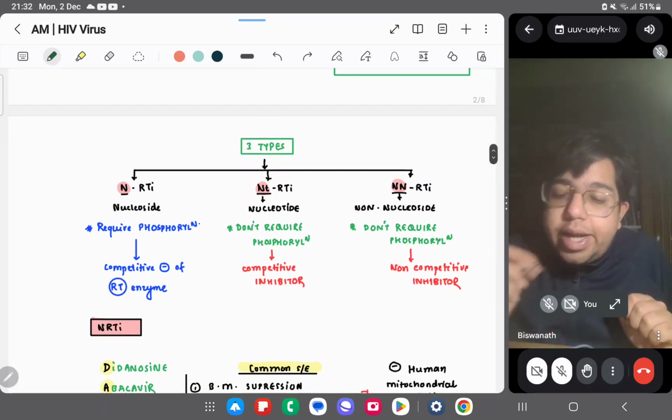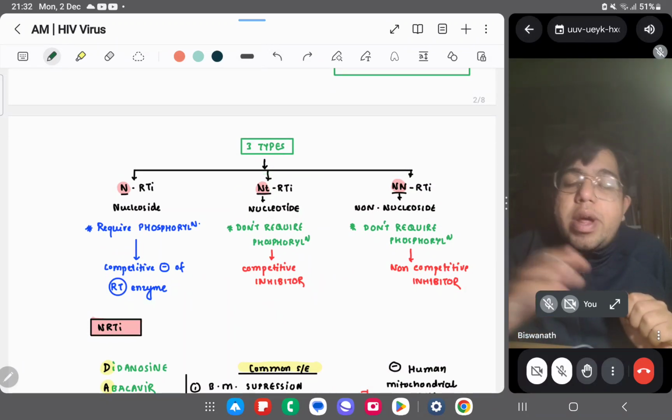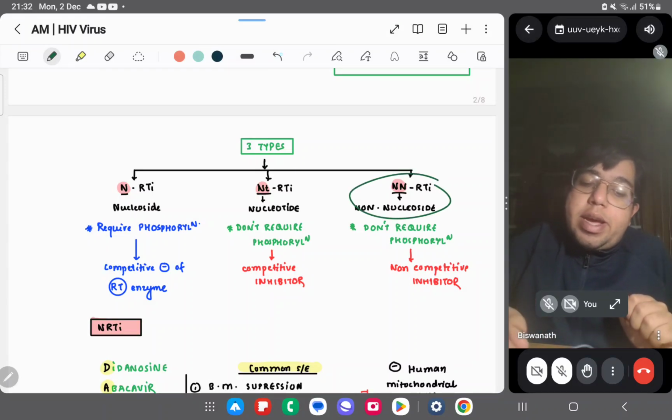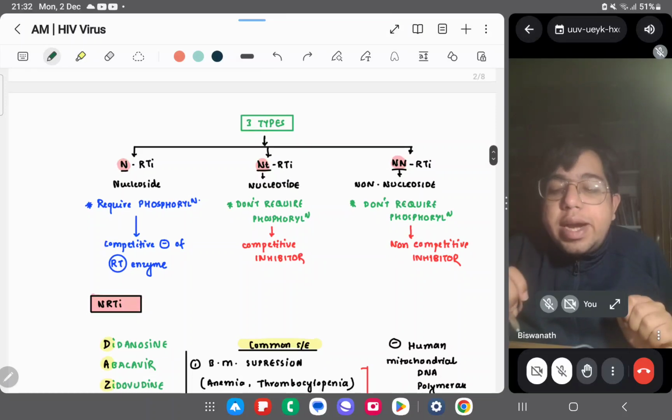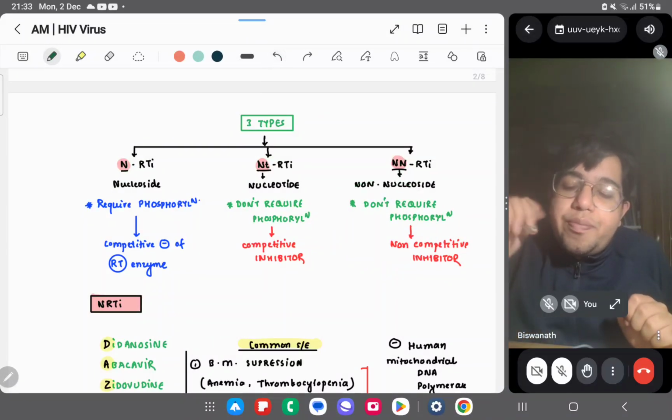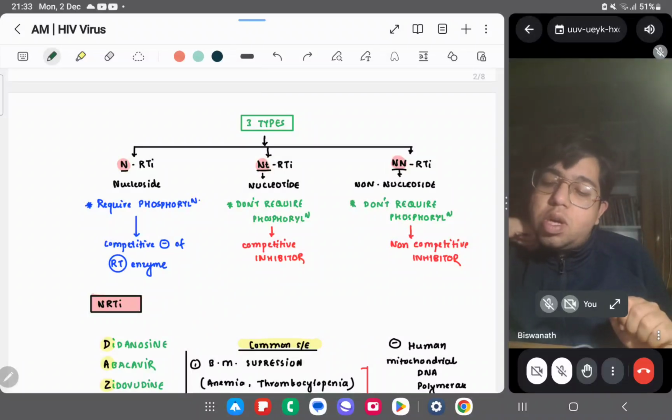Then we have the NtRTI. NtRTI is the nucleotide reverse transcriptase inhibitor. It doesn't require phosphorylation. It is a competitive inhibitor. Okay. Then we can have NNRTI. NNRTI is a non-nucleoside reverse transcriptase inhibitor. Non-nucleoside. It doesn't require phosphorylation. It's non-competitive. It's both N. No. Means no phosphorylation, no competition.